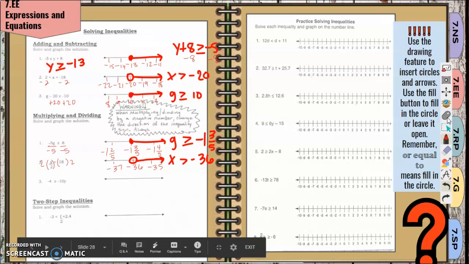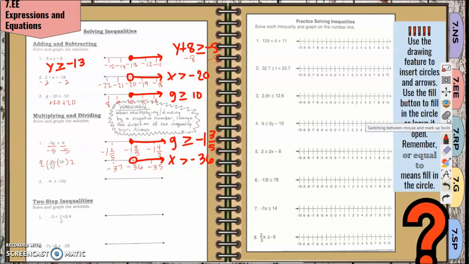All right, number 3. My variable is on the right, so I'm going to rewrite it so the variable's on the left, which means I have to flip my inequality sign. I have negative 10 times y is less than or equal to negative 4. I'm going to divide by negative 10 on both sides. Since I'm dividing by a negative, I have to flip my inequality sign. So at this point, I have now flipped my inequality 2 times.